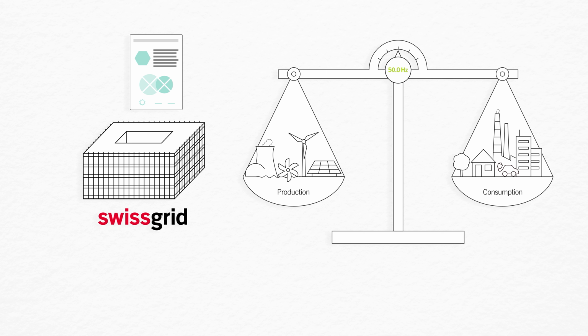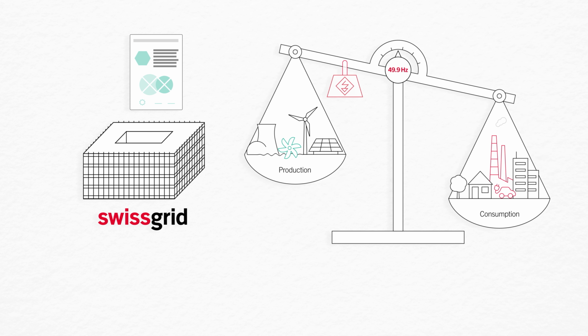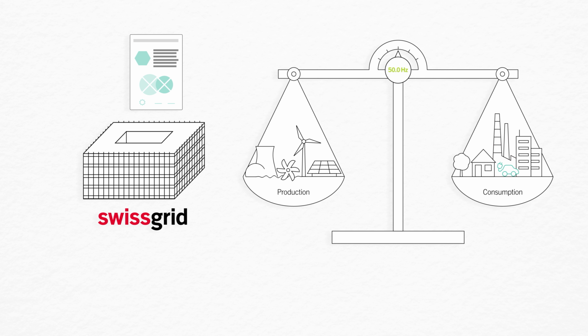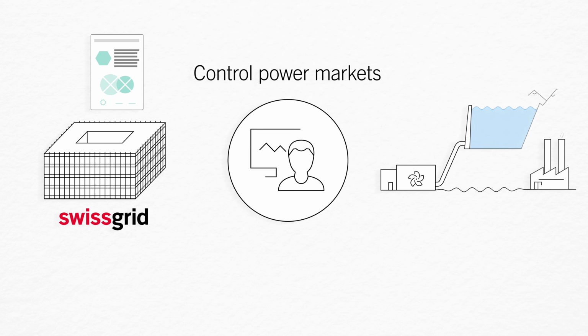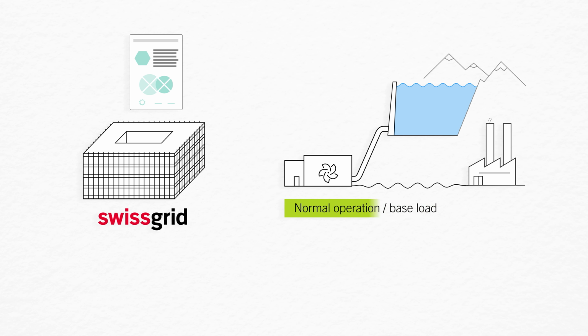Swissgrid uses control reserves to ensure a balance between production and consumption and a system frequency of 50 Hz. Swissgrid procures these reserves on control power markets from ancillary service providers such as power plants. These reserve the power and are remunerated for this by Swissgrid.